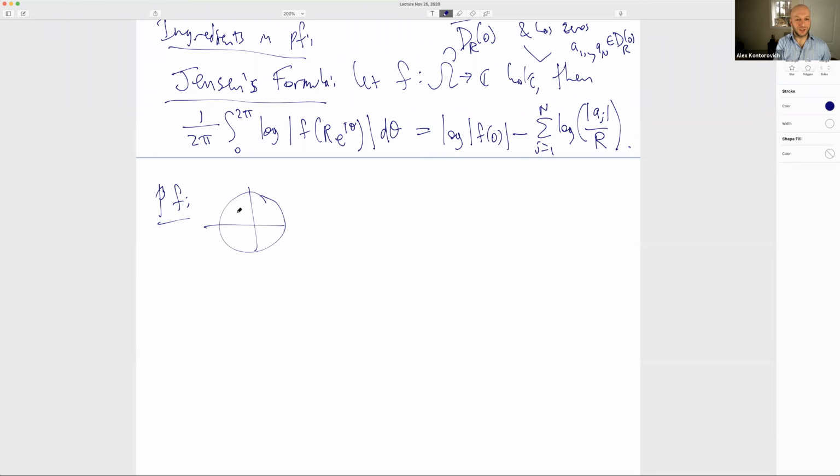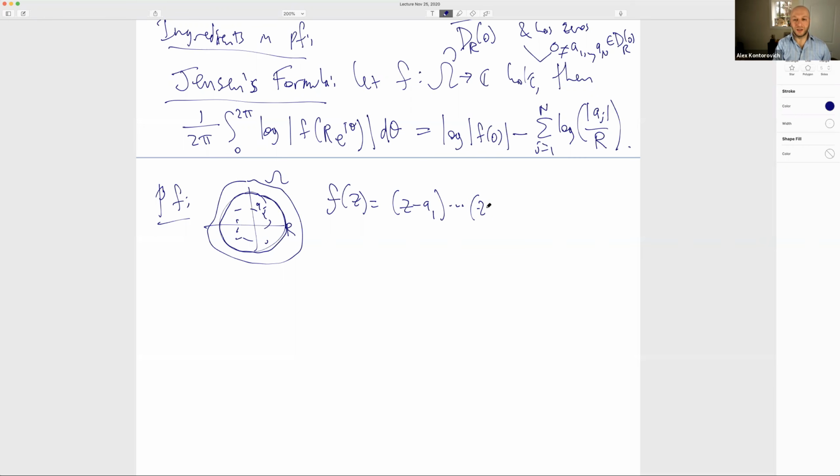So again, here's our disk. Here are our points a_j, and of course I assume that none of these are equal to 0 because I want to take log of f of 0. So I have these zeros. It's not 0 at the origin, and it's integrable here, and it's holomorphic on a slightly bigger region, omega. So this is r. And if you remember, locally f can be written as z minus a1 times something that doesn't vanish at a1.